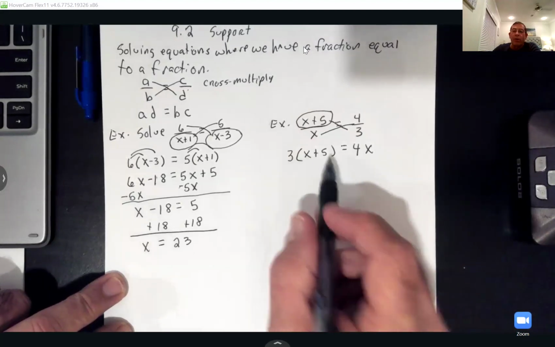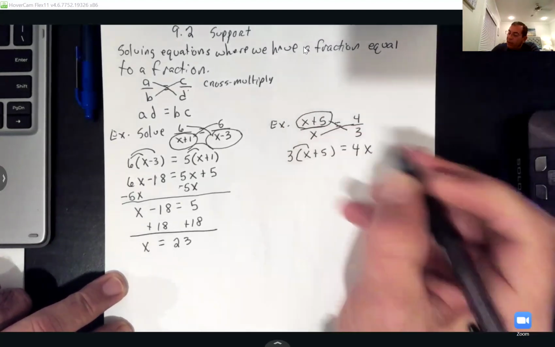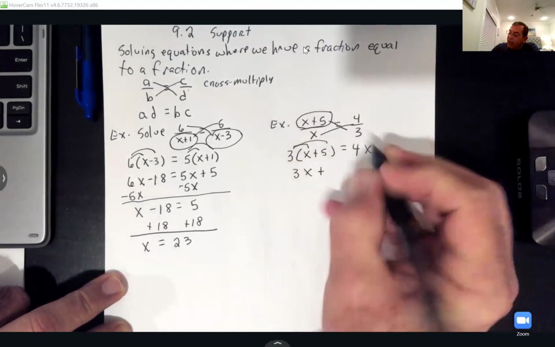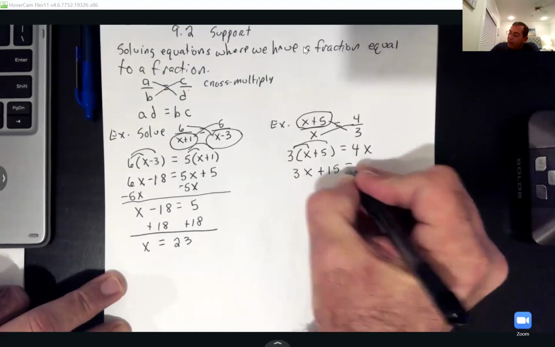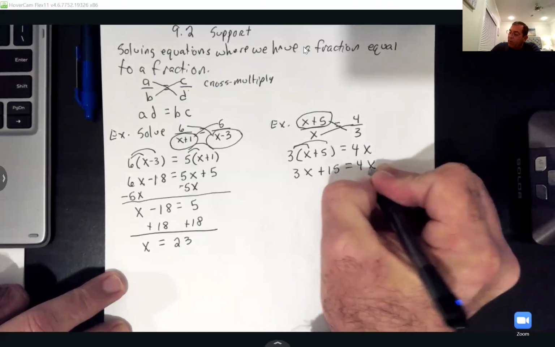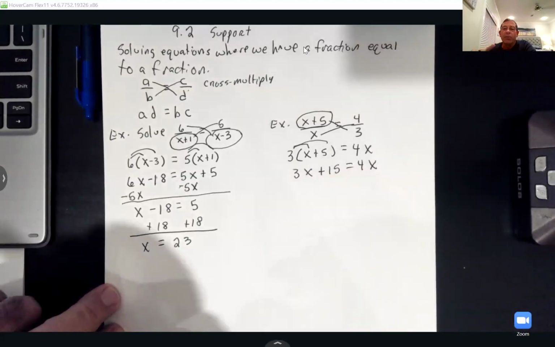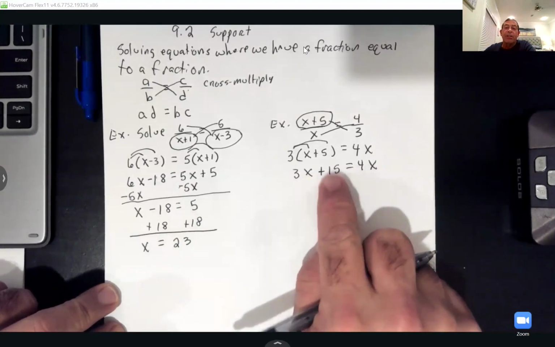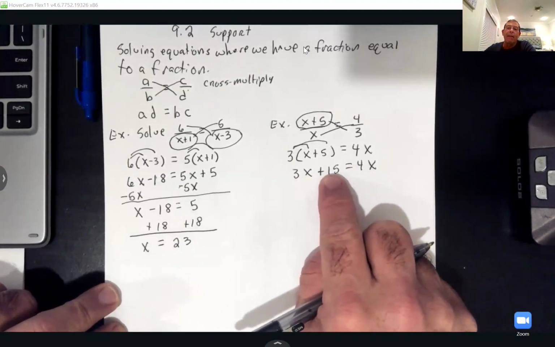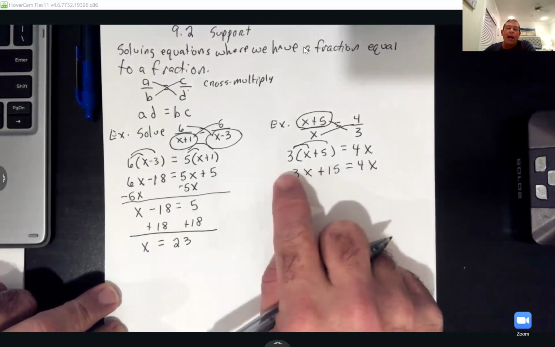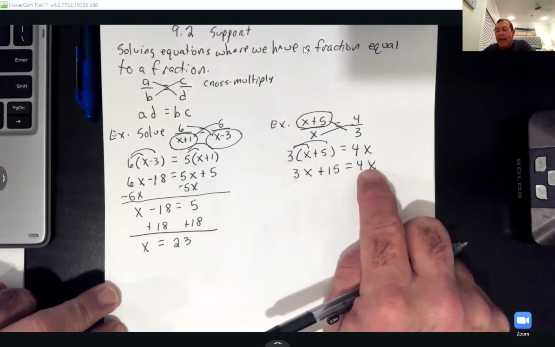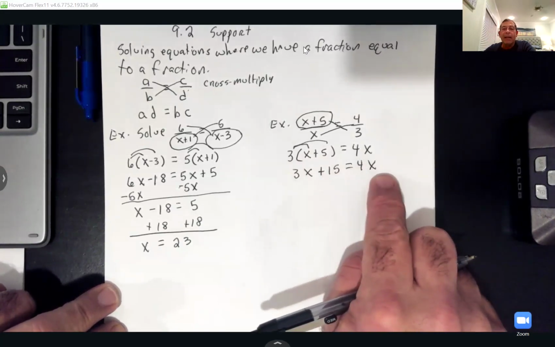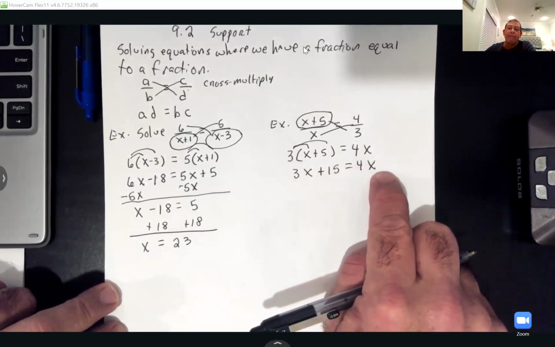All right, distribute, get rid of your parentheses. You get a 3x plus 3 times 5 is 15. That's going to equal 4x. So y'all check this out. I got variables on both sides, but just a number on the left side. So I'm going to put all the x's on the right side, and then that'll leave the number on the left side and the x's on the right side.